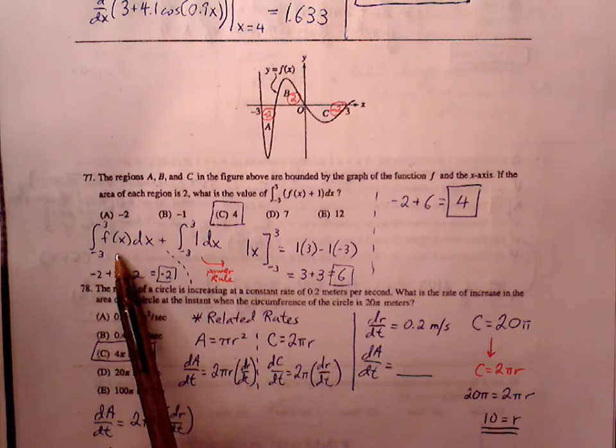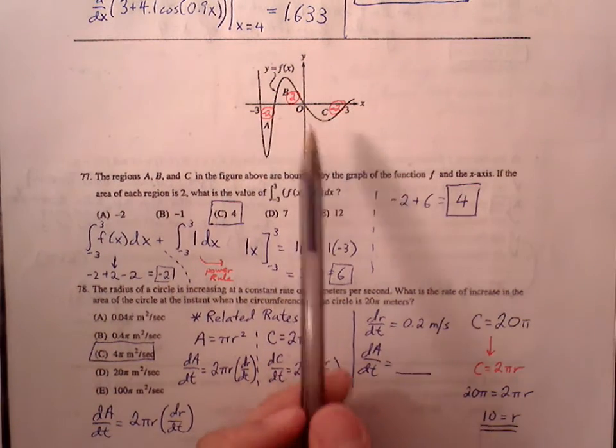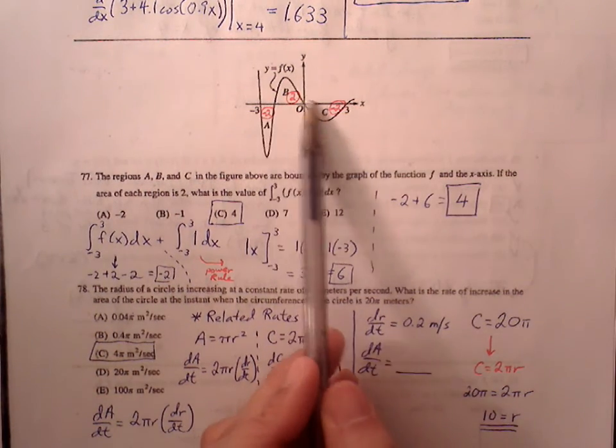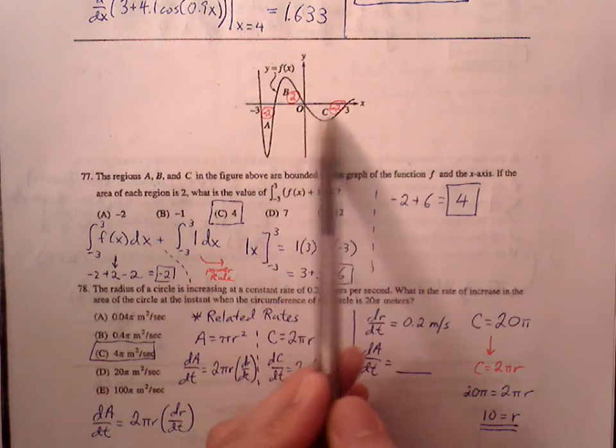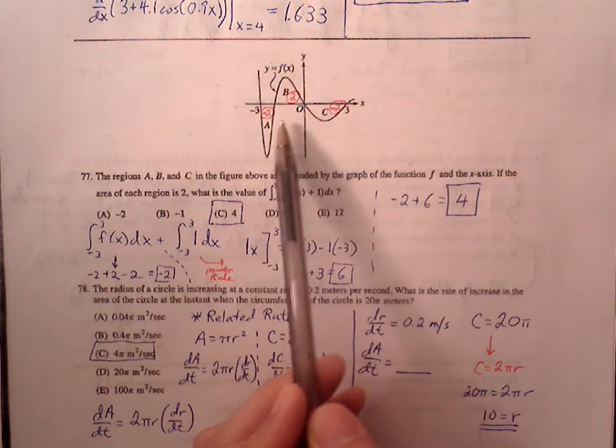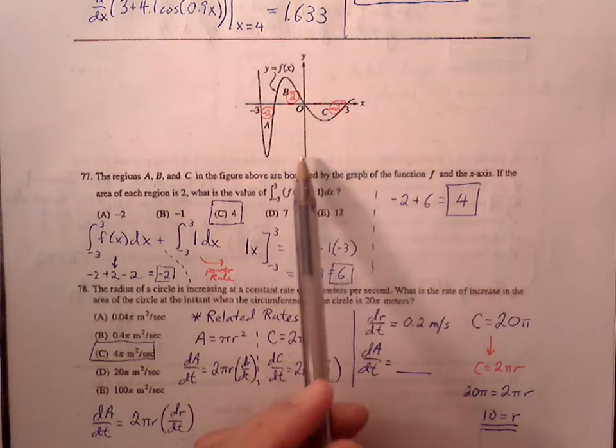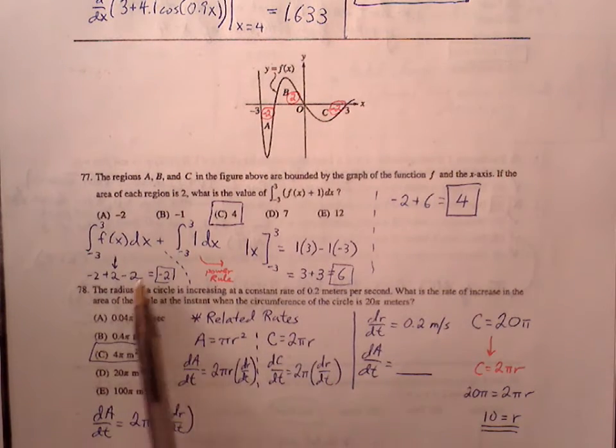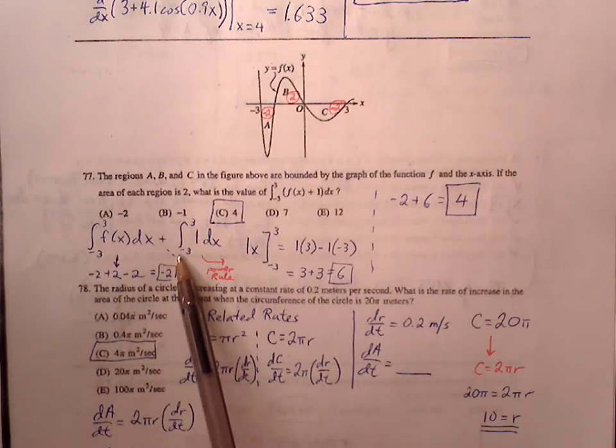Now with f of x dx, we can use the graph. We're just going to accumulate these values that we see in front of us. From negative 3 to 3, we accumulate negative 2 plus 2 minus 2, which gives us negative 2. And then separately, let's find the definite integral from negative 3 to 3 of 1 dx.